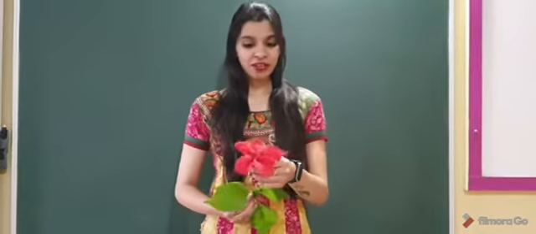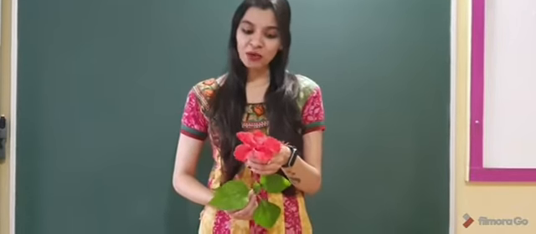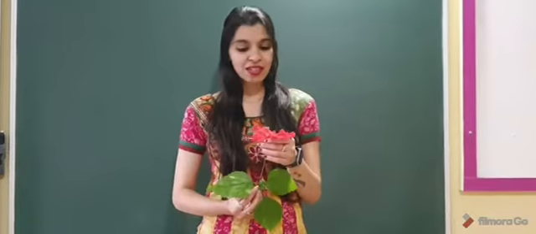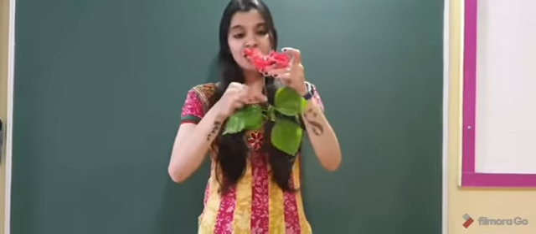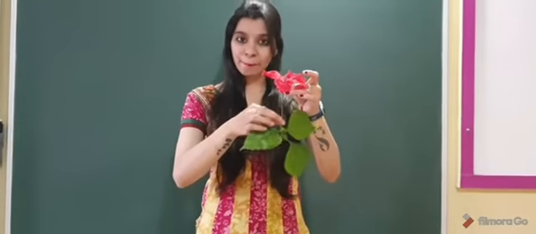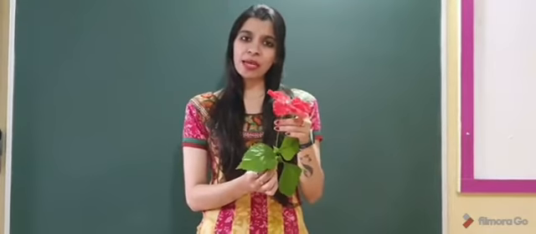See children, here I have got a hibiscus flower. Which flower is this? A red color hibiscus flower, right? Now we'll see the various parts of the flower over here. You can see this. This is a stem, right? A green color stem. You all know, children, what is the use of a stem?